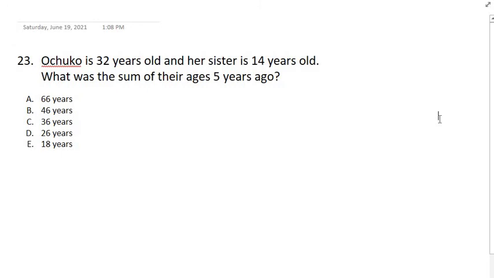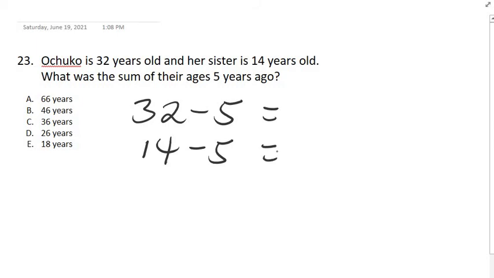Ochiko is 32 years old and her sister is 14 years old. What was the sum of their ages 5 years ago? 5 years ago, Ochiko will be 32 minus 5. His sister will be 14 minus 5. 14 minus 5, what will it give us? 9. Yes, you're right. 32 minus 5, what will it give us?